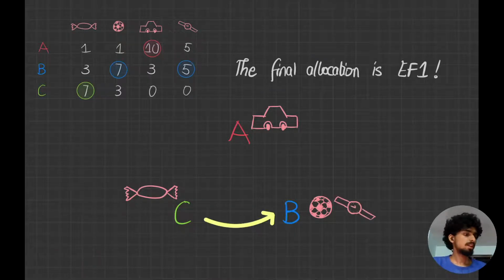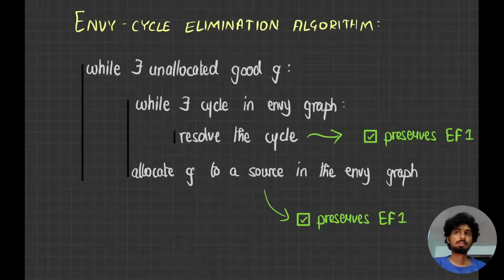So the algorithm for fair allocation of indivisible goods is simple. Whenever you have a cycle in the envy graph, you resolve the cycle by reallocating items backwards. That preserves EF1. And once you do that, allocate new goods to sources in the envy graph. That preserves EF1. How many times will you have to resolve cycles?